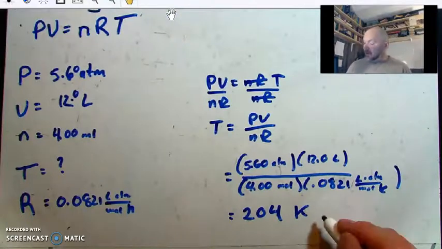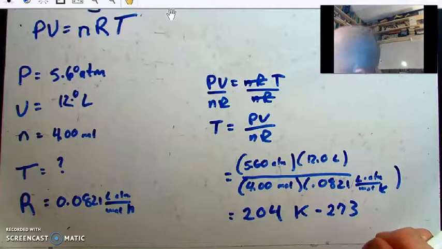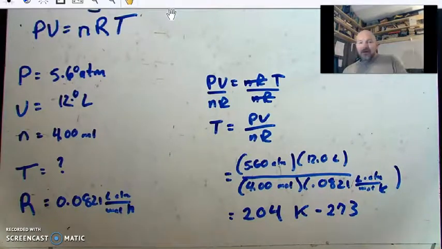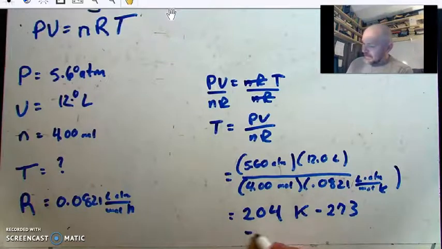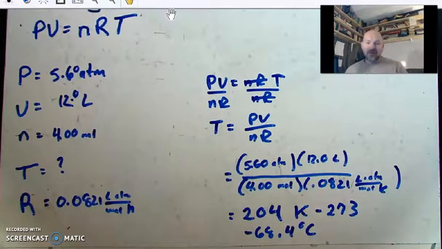If I want to change it to Celsius, I can subtract 273. So 204 minus 273, and that gives me negative 68.4 degrees Celsius. Usually when I ask for temperatures, I do not care if it's in Kelvin or Celsius, but I do care that you do it correctly from the problems. So that is how I work through that.